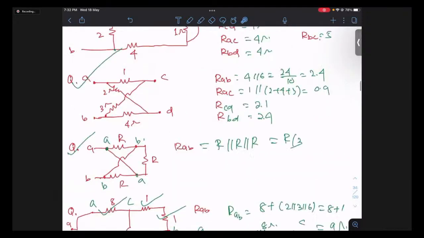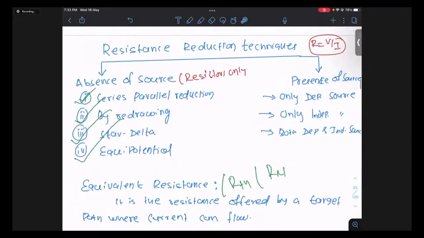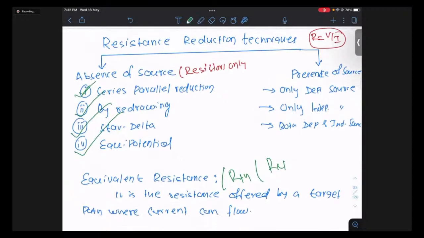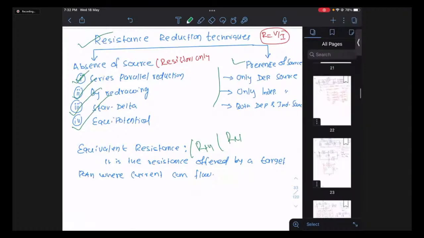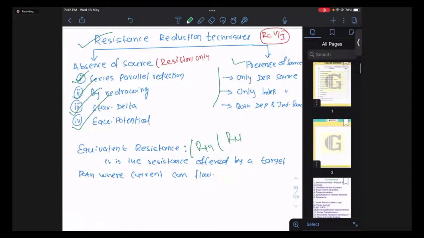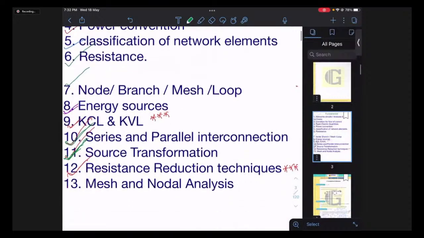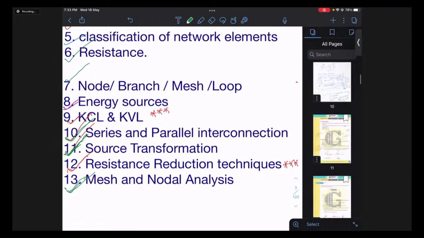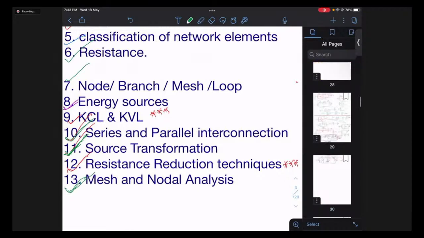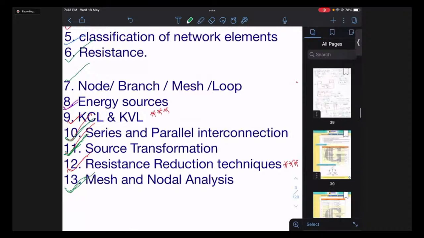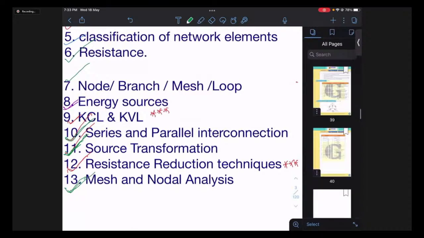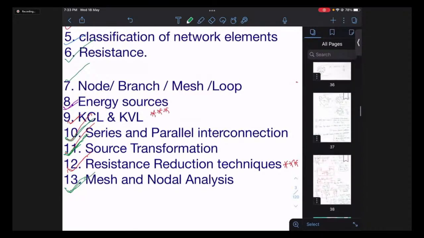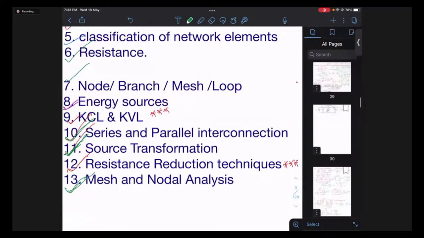And with this, the concept of the resistance reduction technique is completed, right? This segment is completed. I have taken a good amount of time to explain this. If you see this list of the first chapters, we are left with the last concept, which is mesh and nodal analysis. So let's go for a 10-minute break, and after the break, we'll learn mesh and nodal analysis.